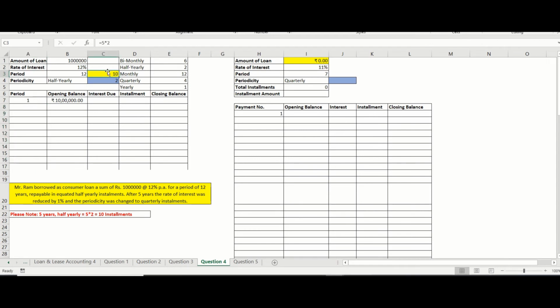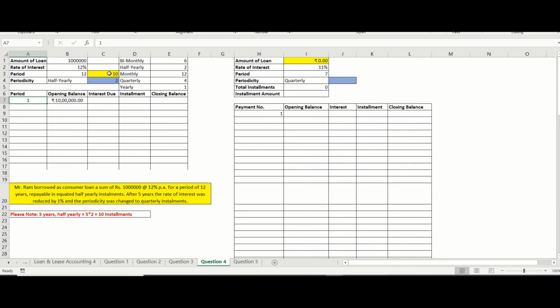After 10 installments, what happened? After 5 years the rate of interest was reduced by 1%, meaning 12% minus 1, which is 11% after 5 years. So for the remaining 7 years I will pay my installments at the rate of 11% and the periodicity was changed to quarterly. Here it was half yearly, here it became quarterly for the rest of the 7 years. Okay.